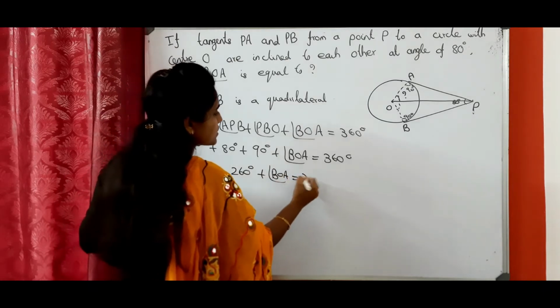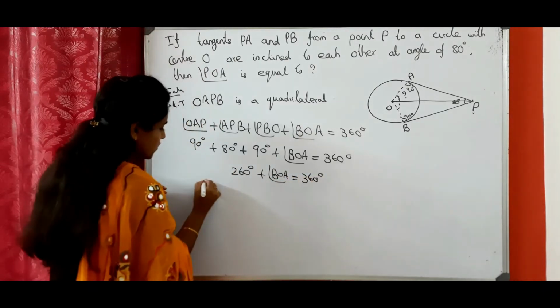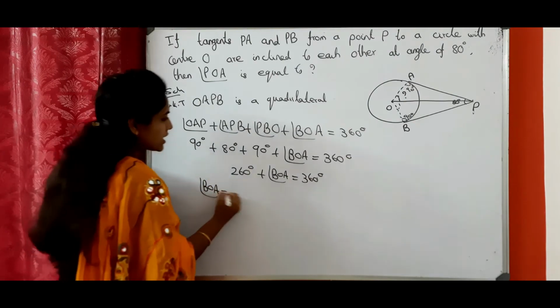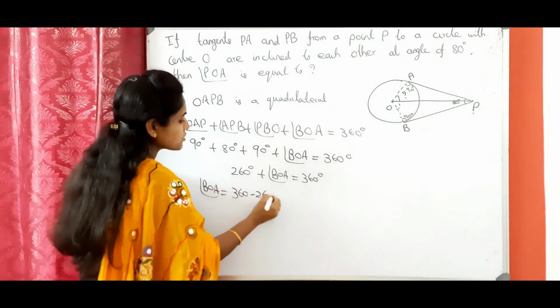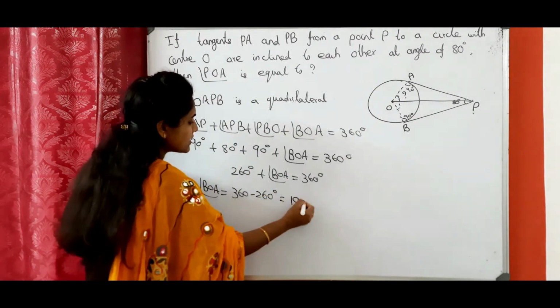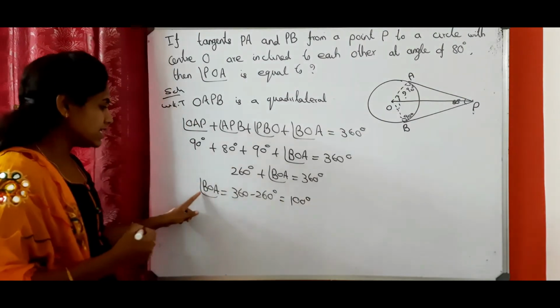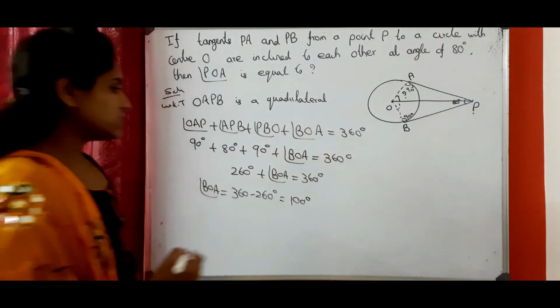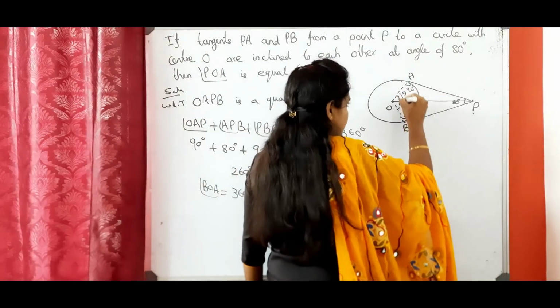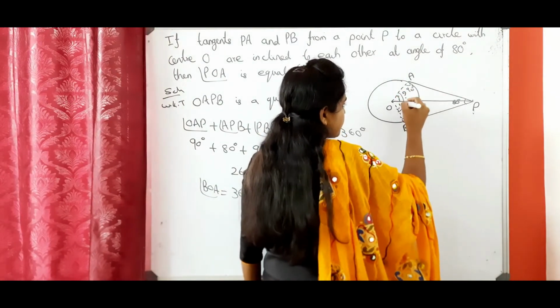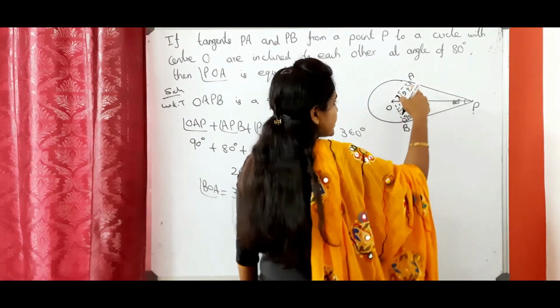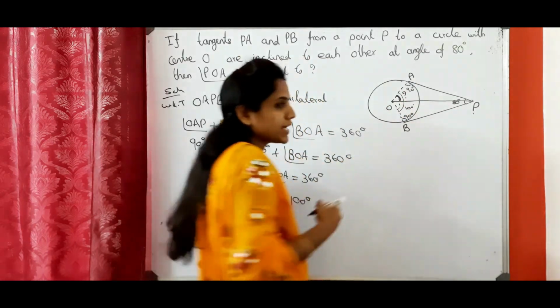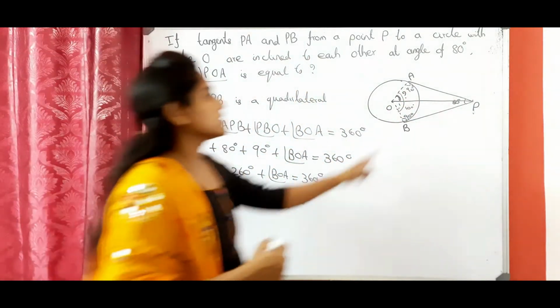POA equal to 360 minus 260 equal to 100 degree. So now we got the angle BOA equal to 100 degree. That means the full angle equal to 100 degree. But we need only this angle, right? AOP we need. For that you consider these two triangles.